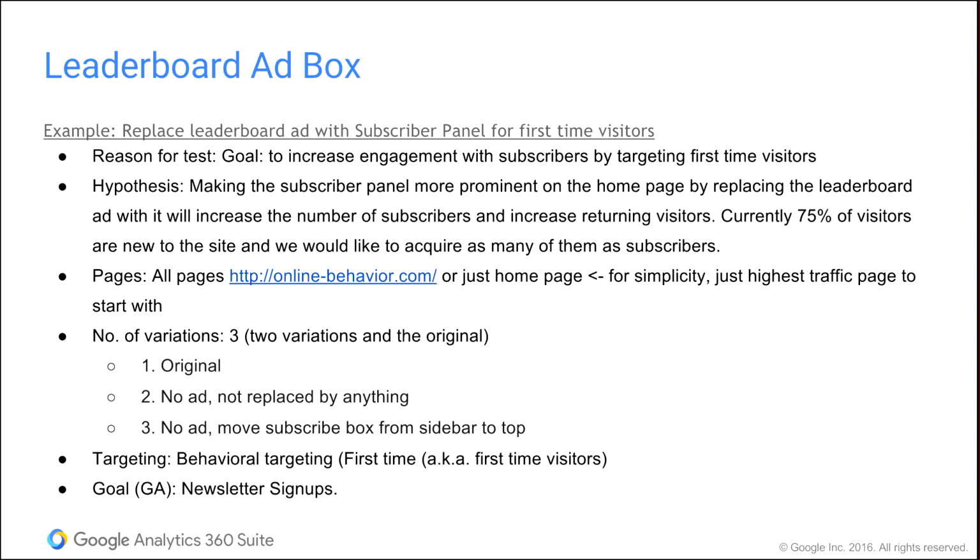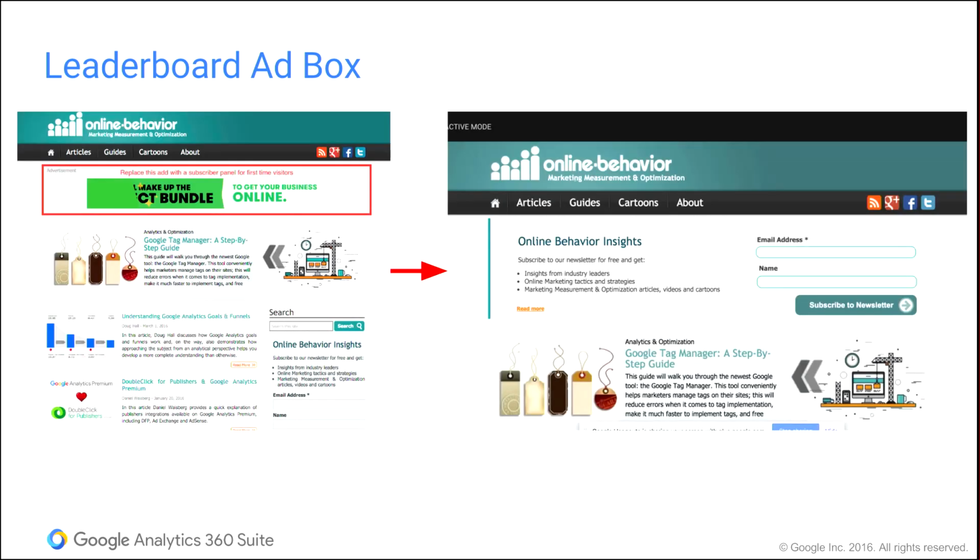We're going to target this test to only our first-time visitors. Finally, our goal is going to be tracked with our Google Analytics goal of newsletter signups. To give you an idea of what that might look like, I have it here on your screen. You can see on the left-hand side, I've highlighted that leaderboard ad box. We're going to replace that with that subscription box that you see now on the right-hand side version of that website.